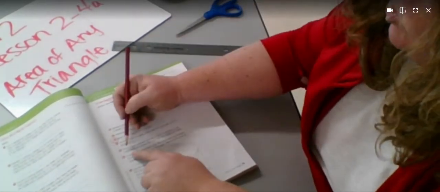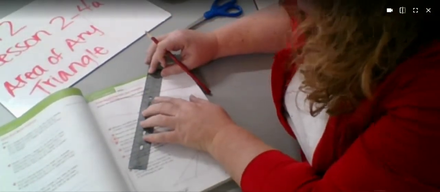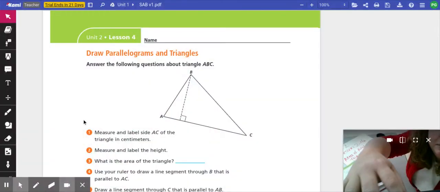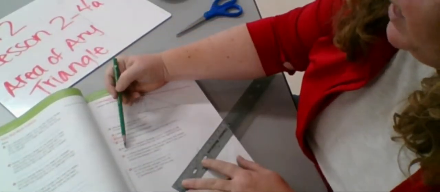All right, let's try it. Draw a line segment through C. So we have to go through here. That's parallel to AB. There's AB. Oh, you know what? I'm actually going to pause and get a different color because that'll make it a lot easier for you to see. All right, I'm back, and I have green now. So now we're on number 5, a line segment that goes through C that's parallel to AB.